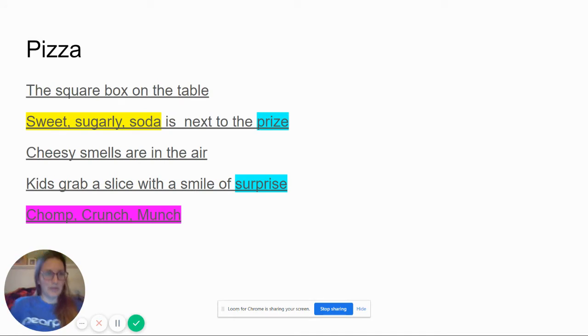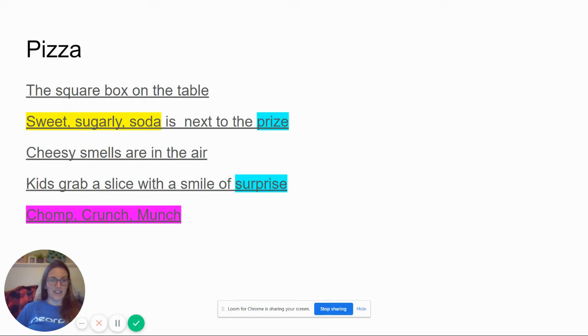The poem is titled Pizza. Square box on the table. Sweet sugary soda is next to the prize. Cheesy smells are in the air. Kids grab a slice with a smile of surprise. Chomp, crunch, munch. So I have highlighted these pieces for you.